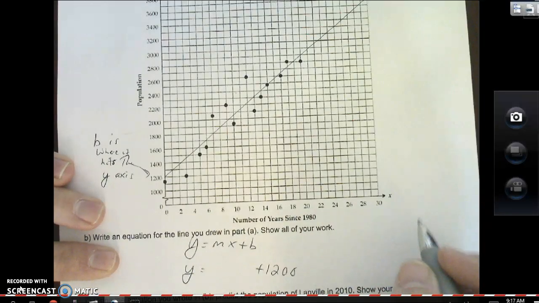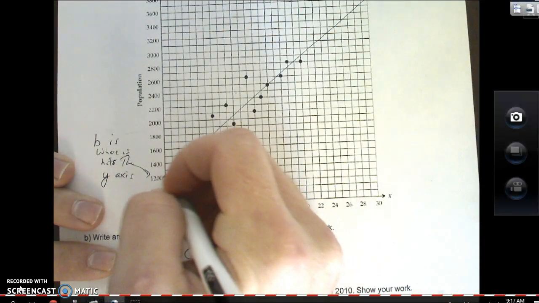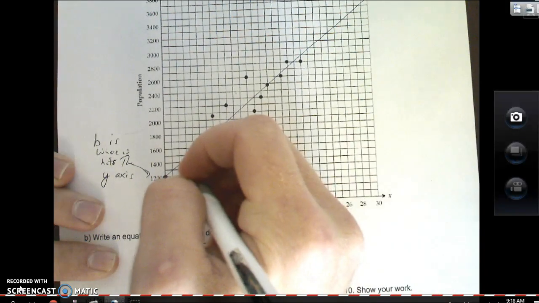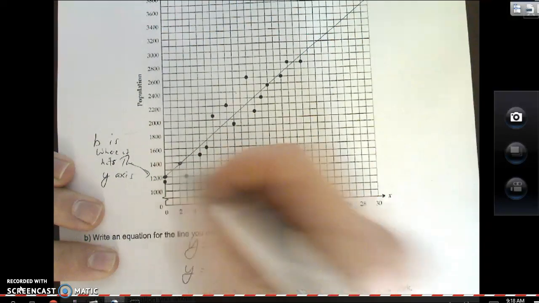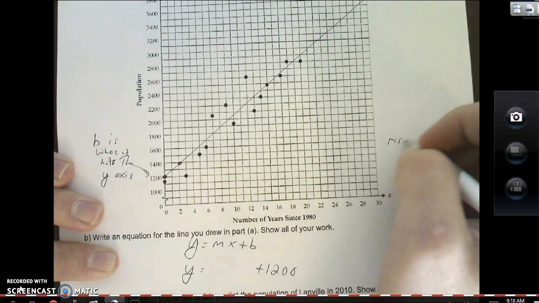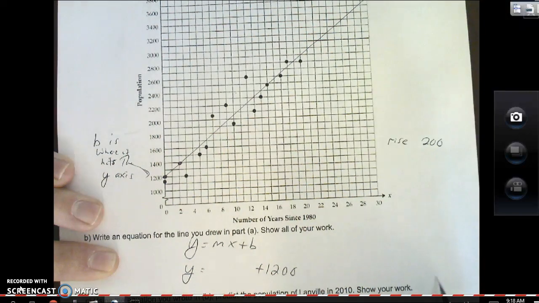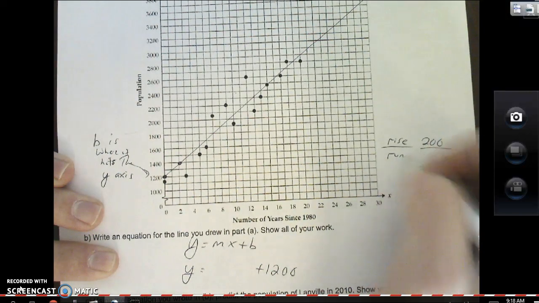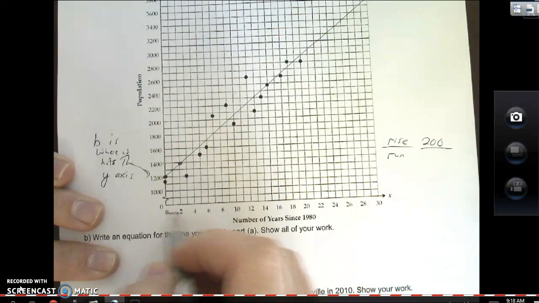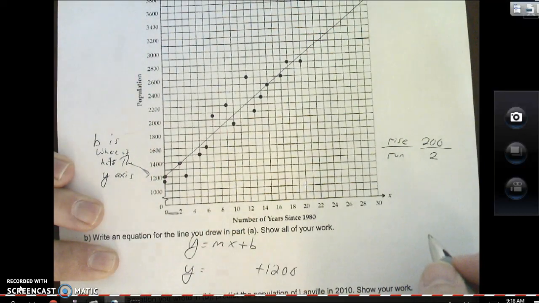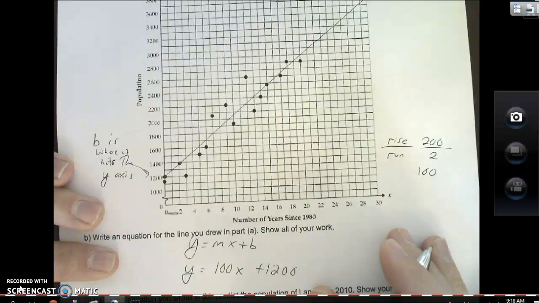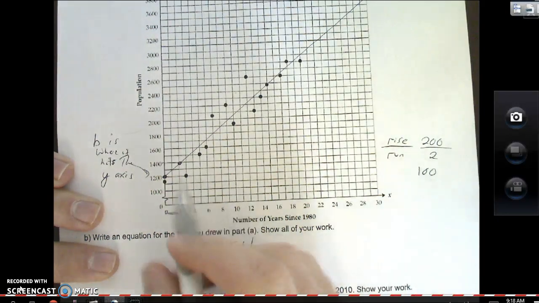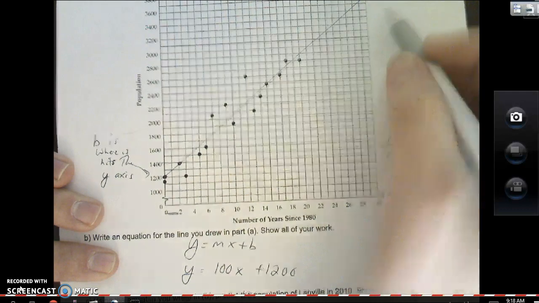Now I want to find slope. Let's check this out. Here's one point, and here's another point where it roughly hits. So my rise, I'm going from 1200 to 400, so my rise is 200. From here to here, my run is 2. So rise over run, 200 over 2 is 100. So my M is 100. Okay? You want to take points off of the graph you drew, not the random points that are on the scatter plot.